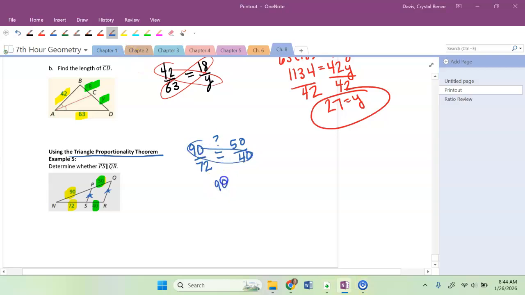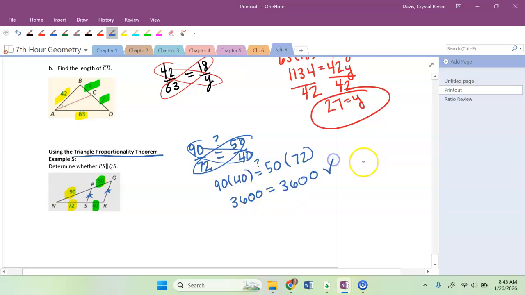So, is 90 times 40 equal to 50 times 72? I need to put a question mark. 90 times 40 is 3,600. 72 times 50 is also 3,600. So yes, they're proportional, which means that PS is parallel to Q.